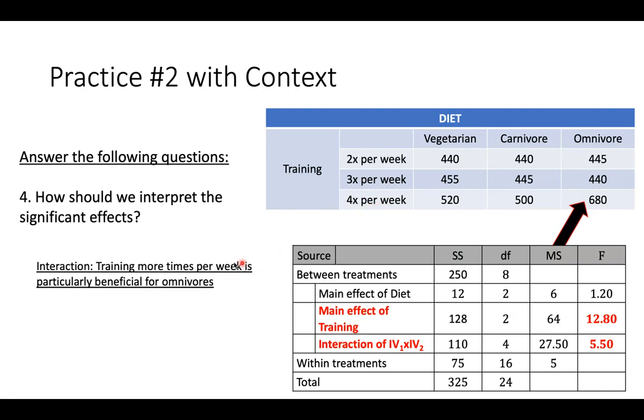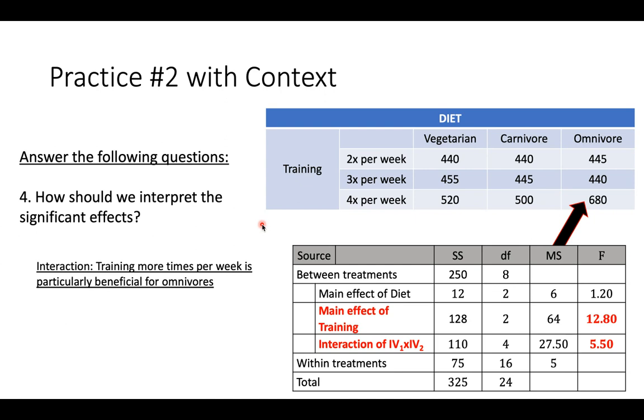And so it looks like training more times per week is particularly beneficial for omnivores, right? They make dramatic gains when they go from training 2 or 3 times per week to 4 times per week. Everybody makes gains when they move from 3 to 4 times per week, but omnivores, for whatever reason, are particularly able to take advantage of that extra training, and their bench press max balloons. Now, of course, this is much easier to interpret in a figure.